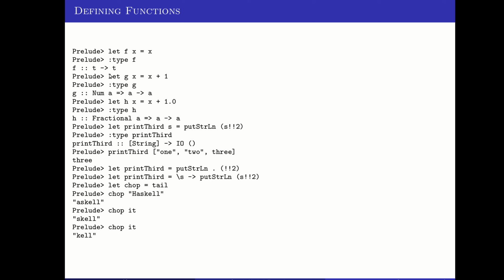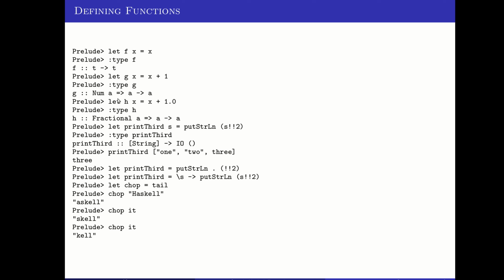We can define let g of x, where that equals x plus 1. And now the type is a little more constrained. It knows it needs to be some type of number. It doesn't really care what specific type of number, and that you're going to take that number type called a as an input, and you'll give out a result that is that same number type a.